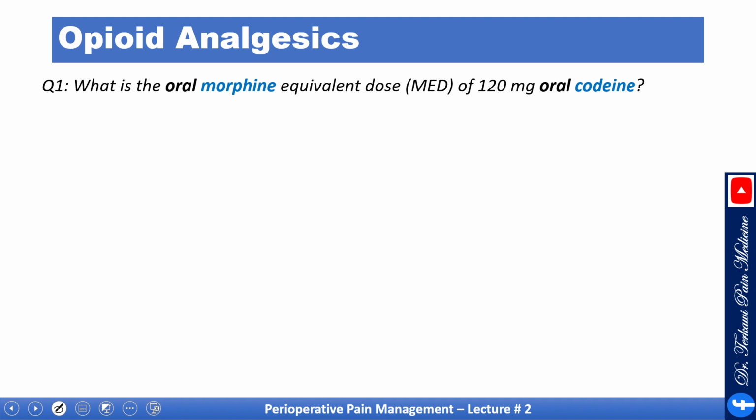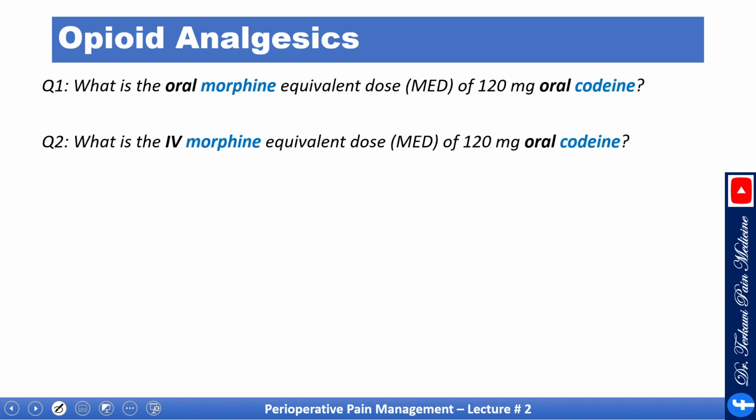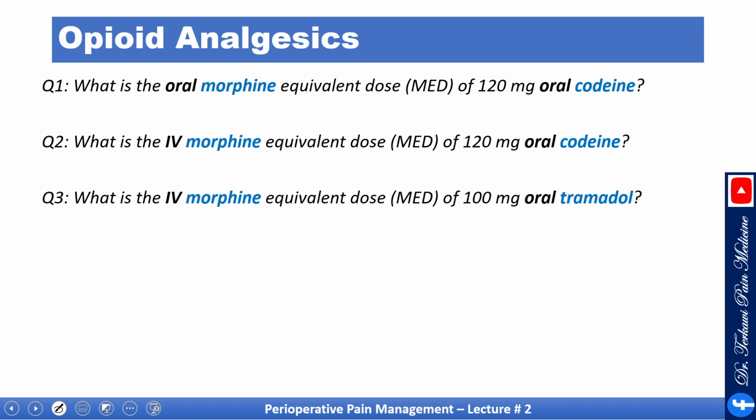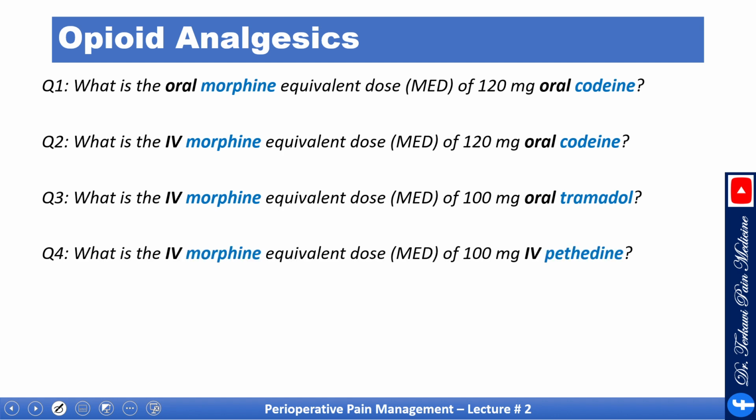Okay, here are four motivating questions for you. What is the oral morphine equivalent dose of 120 milligram oral codeine? What's the IV morphine equivalent dose of 120 milligram oral codeine? What's the IV morphine equivalent dose of 100 milligram oral tramadol? What's the IV morphine equivalent dose of 100 milligram IV methadone? You are welcome to pause this and think about it, and we'll go over the answers and see if we get the same answer.